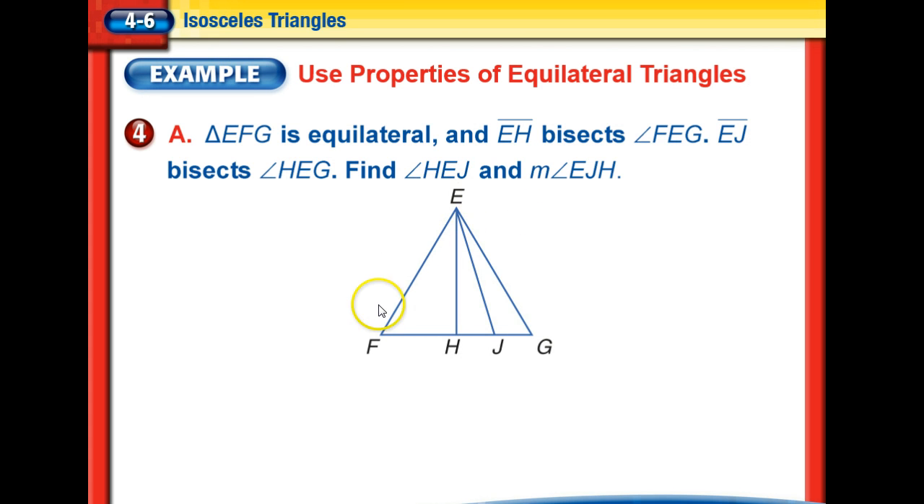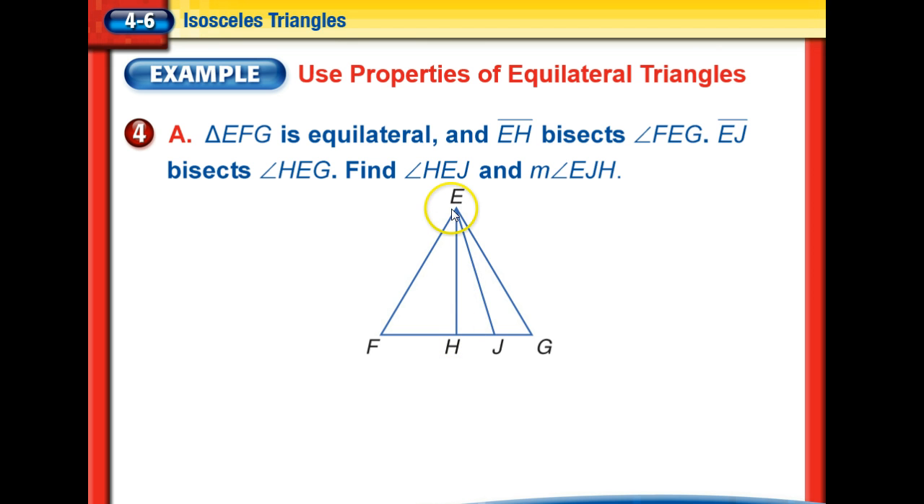Okay, so they're telling us that EFG is an equilateral triangle. EH bisects angle FEG. So knowing that that bisects these, if this whole angle was 60, that means this piece and this other piece here should each be 30. EJ bisects angle HEG. Find the measure of angle HEJ and measure of angle EJH.